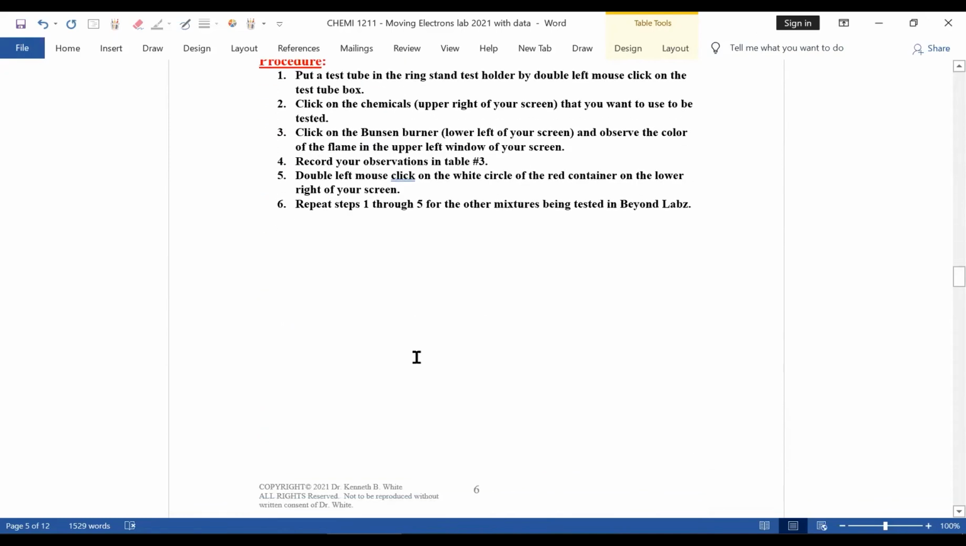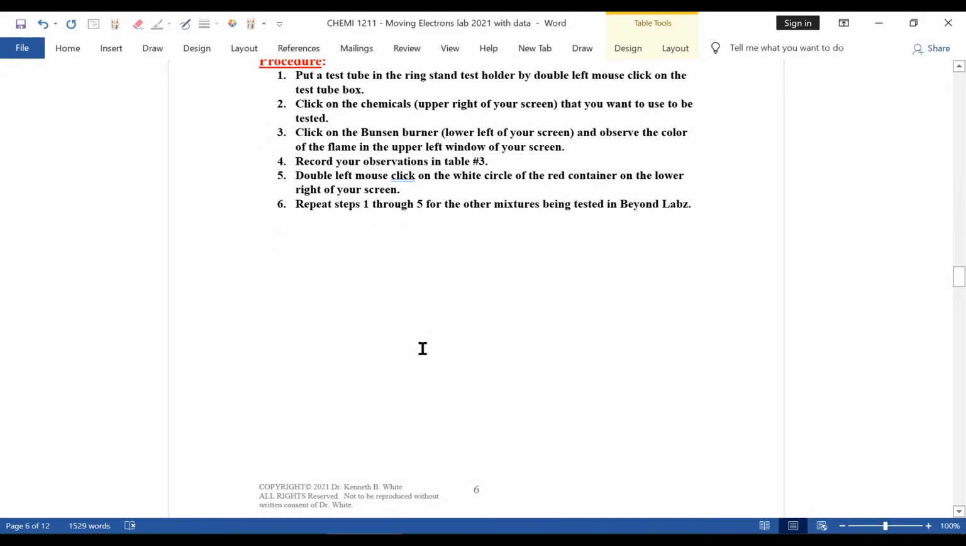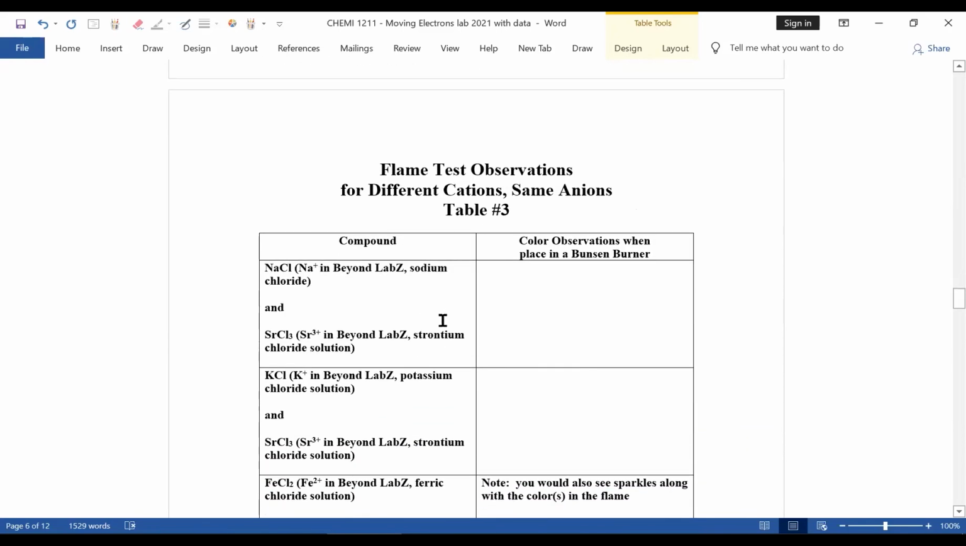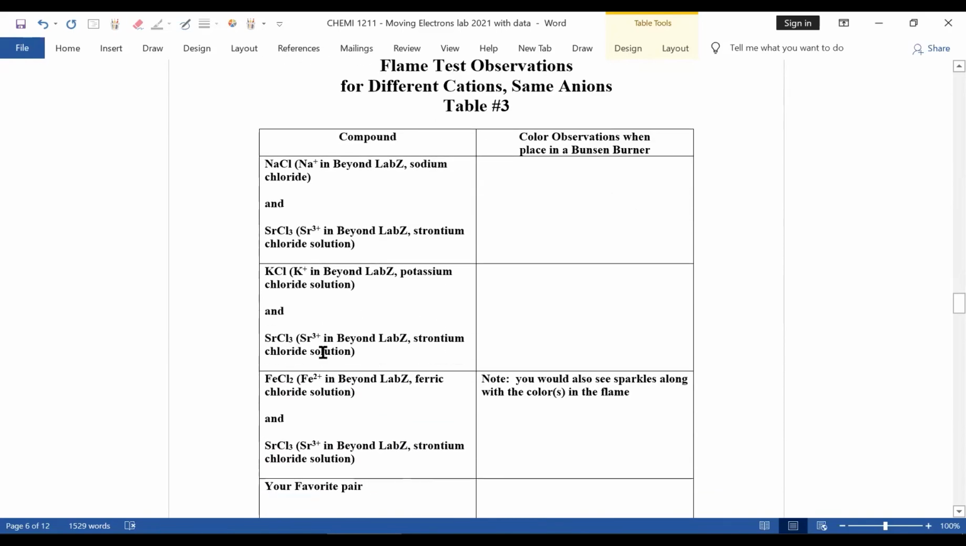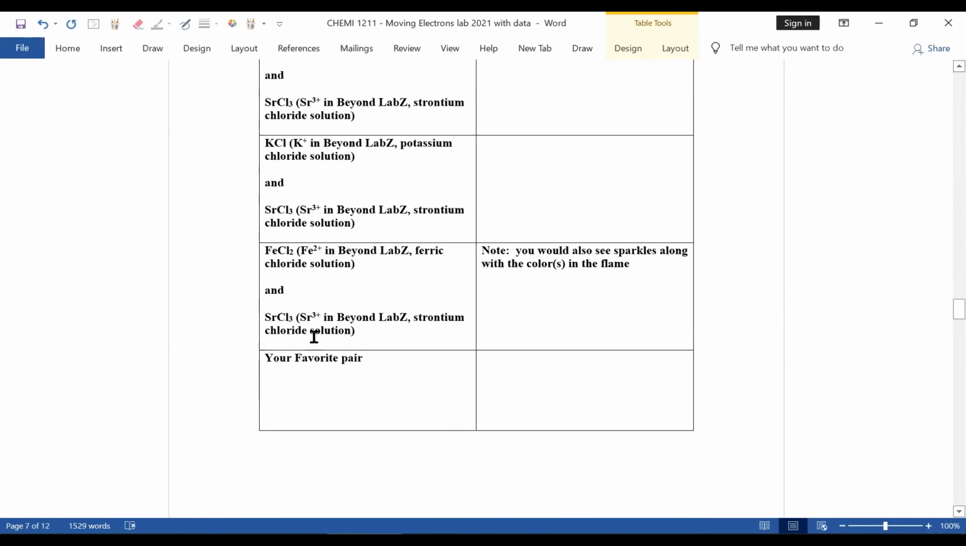Now, the next part, which you can do. Students said, can we mix things? So I said, sure, have some fun. So here I have you mix different chemicals and look at the colors. And here you have sodium chloride and strontium chloride, potassium chloride, strontium chloride, ferric chloride, and strontium chloride. You'll find out when you use strontium chloride why it's one of my favorites, but I won't give it away. And then I tell the students, try your favorite pair and put down the color. And remember with ferric chloride, anytime you use it, you'd also see sparkles in there.